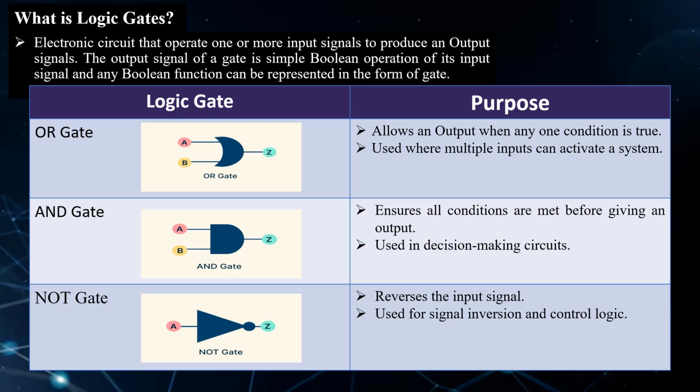OR gate. It allows an output when any one condition is true, and it is used where multiple inputs can activate a system. AND gate. It ensures all conditions are met before giving an output, and it is used in decision-making circuits. NOT gate. It reverses the input signal, used for signal inversion and control logic.